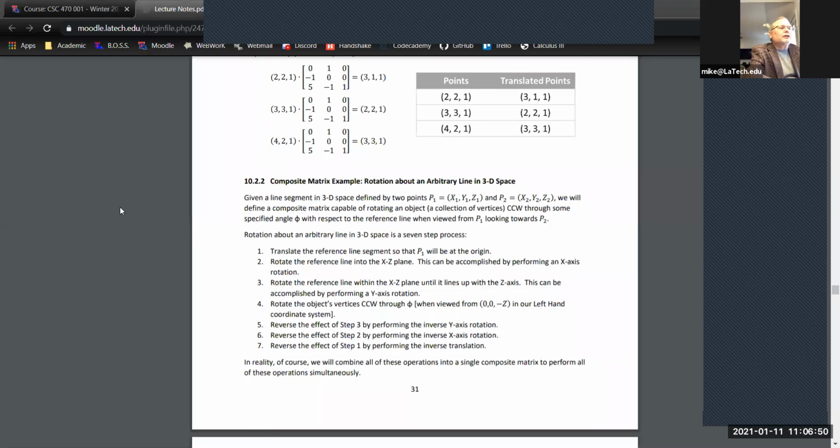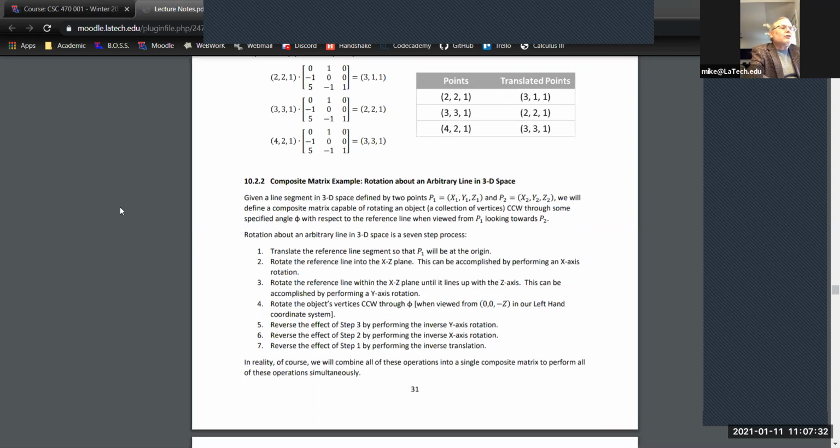Okay, so given a line segment in 3D space defined by P1, which of course will have an X, Y, and Z component, and P2, which obviously will also have an X, Y, Z component, we want to build a composite matrix that will allow us to do an in-place counterclockwise rotation through some angle, call it phi, with respect to that reference line P1, P2. And it's counterclockwise if you're at P1 looking down the line segment towards P2. So that's what we're going to be doing there.